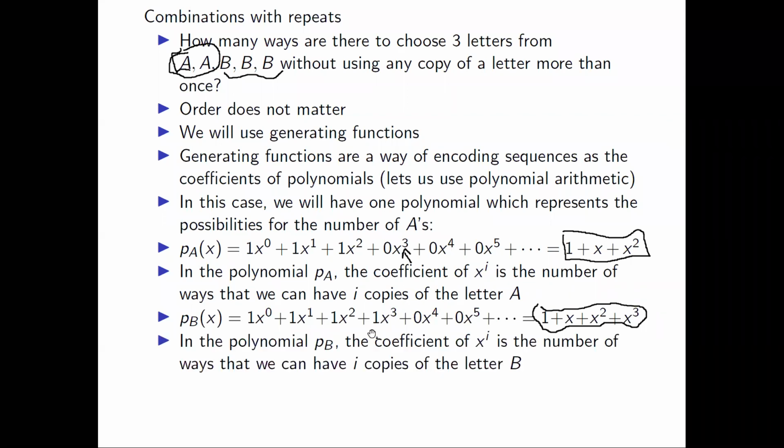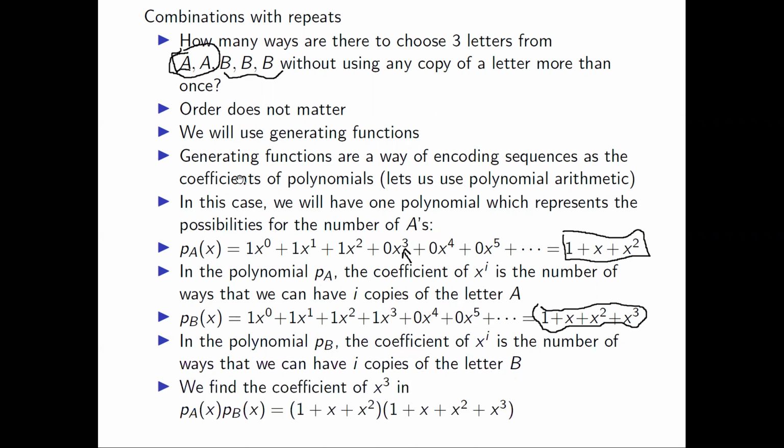And like the polynomial p sub a, in the polynomial p sub b, we can see that the coefficient of x to the i for each i is just the number of ways that we can have i copies of the letter b. So we have coefficients of 1 for all i from 0 up to 3 because there are 3 letters b, and then all i above 3 have coefficients of 0.